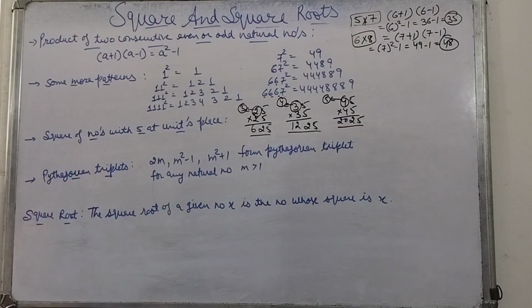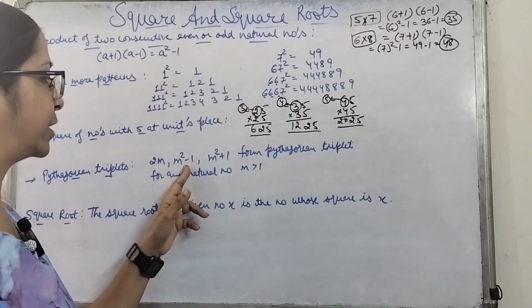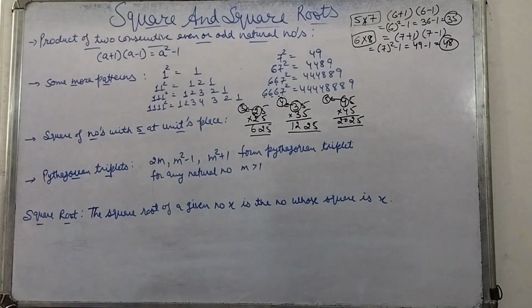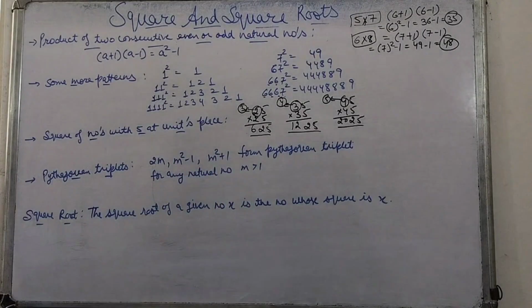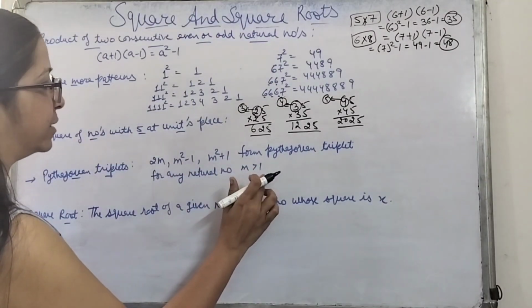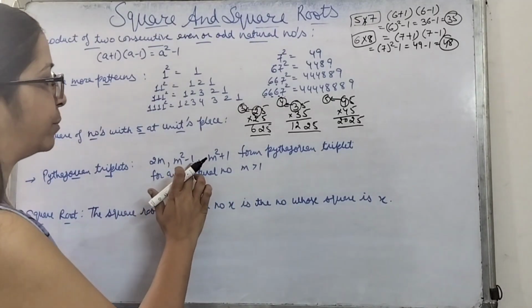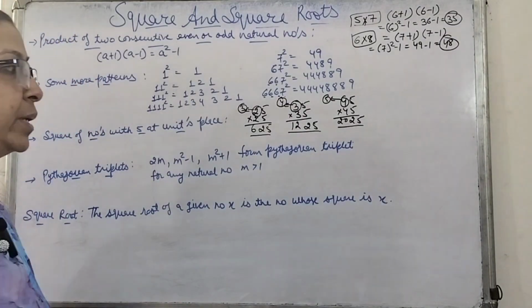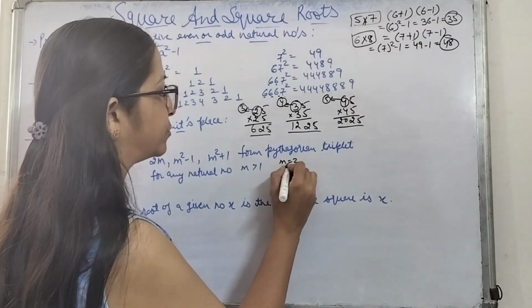Now, Pythagorean triplet. We know that 2m, m square minus 1, m square plus 1 forms the Pythagorean triplet, where m is any natural number which is greater than 1. So if m is greater than 1 and m is any natural number, then 2m, m square minus 1 and m square plus 1 will be forming the Pythagorean triplet.